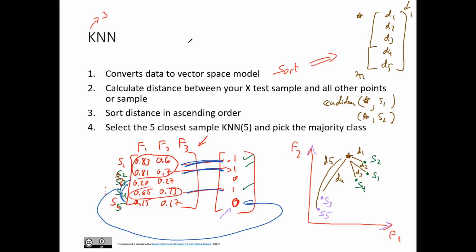And then once you have them, you can pick the 5 or 3, whatever it is, closest samples and pick the majority class. Okay, so that's basically the idea, and that's really the algorithm.